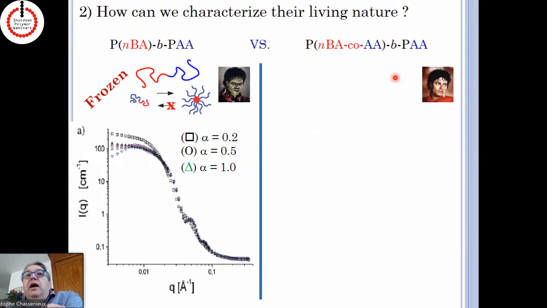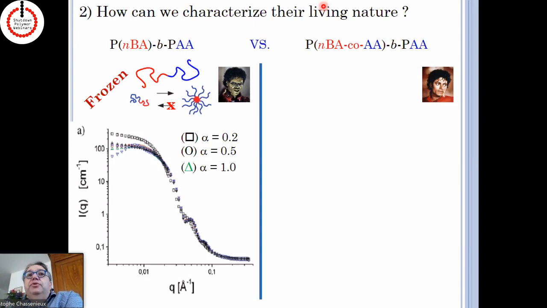So now I will try to show you and to convince you that it's possible to make the difference between a frozen system and a living system from a different technical point of view. And the first technique that we will use to ensure that the system is kinetically or thermodynamically driven is small angle neutron scattering.